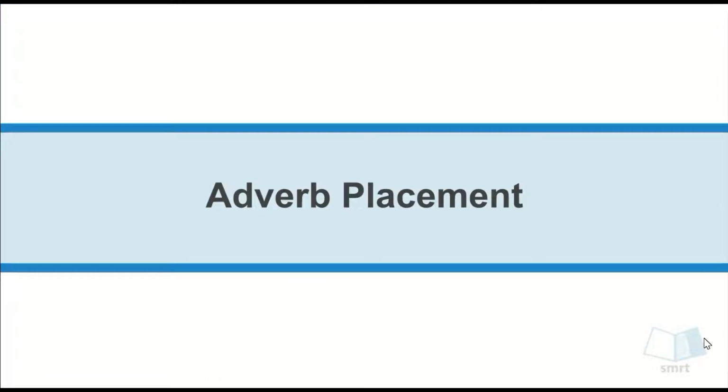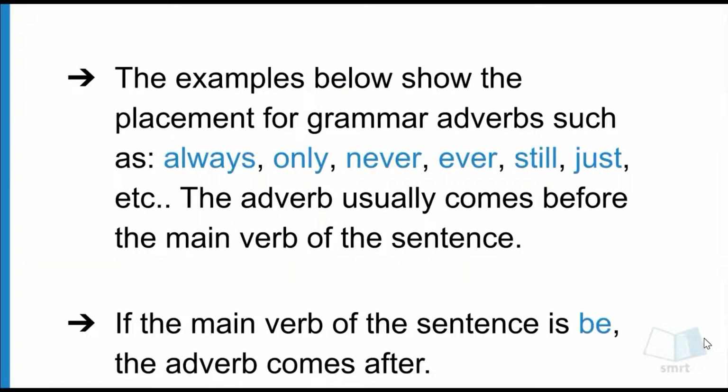Where does the adverb placement go? The examples below show that placement for grammar adverbs such as always, only, never, ever, still, just, etc. The adverb usually comes before the main verb of the sentence. If the main verb of the sentence is be, the adverb comes after, okay?